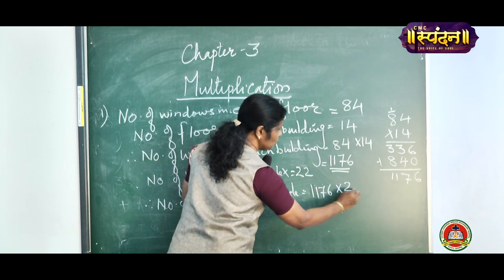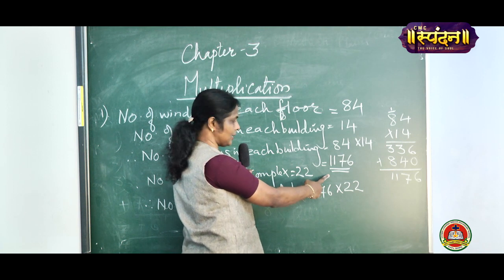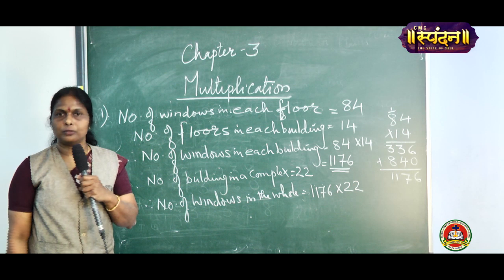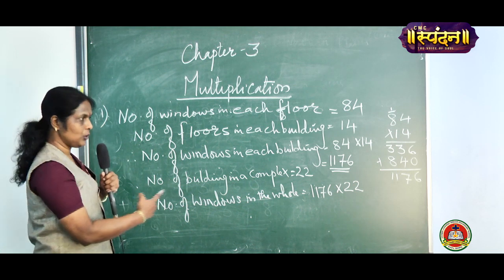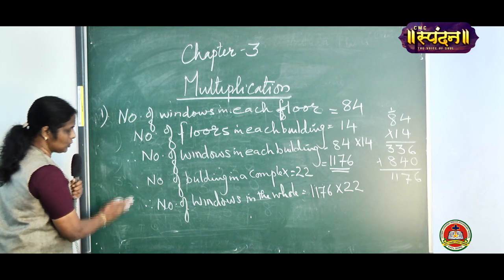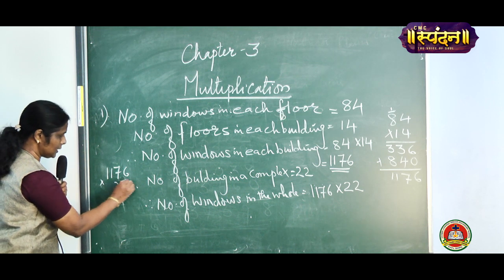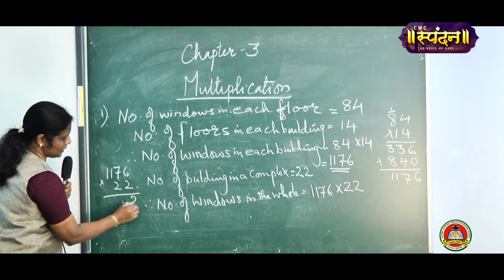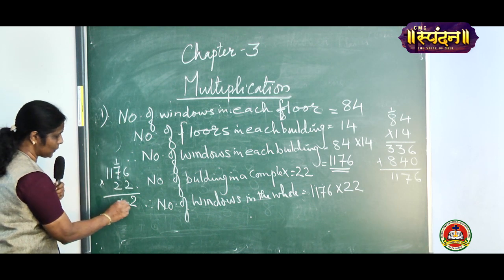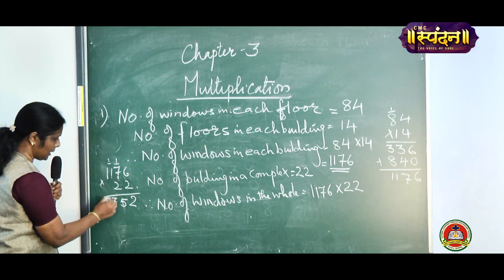1176 into 22. If in one building 1176 windows are there, you have to find out how many windows are there in 22 buildings. So again you have to multiply 1176 into 22. We will show it here: 1176 into 22. 2 6s are 12, carry over 1, 12, 14. 14 plus 1 is 15, 5, carry over 1. 2 ones are 2, 2 plus 1 is 3 and 2.